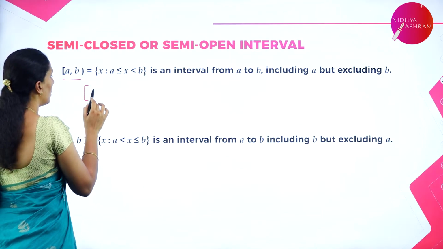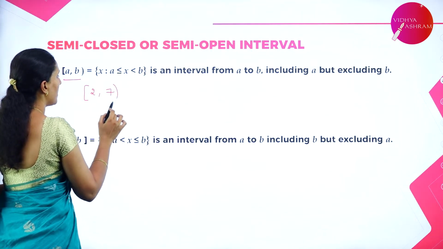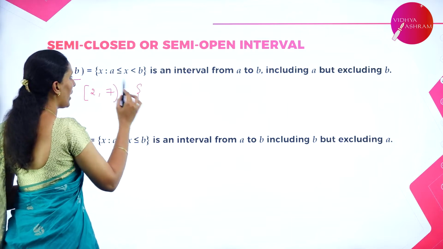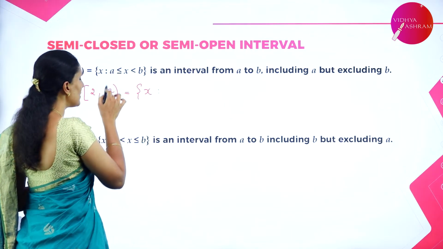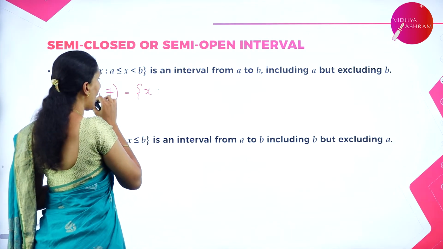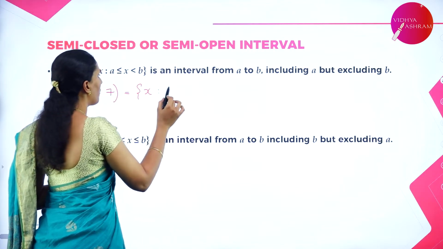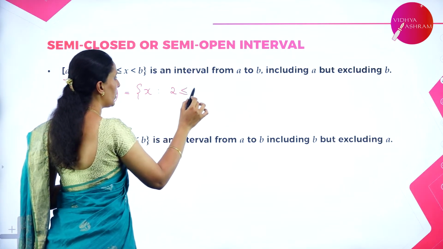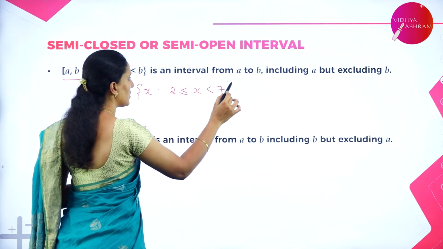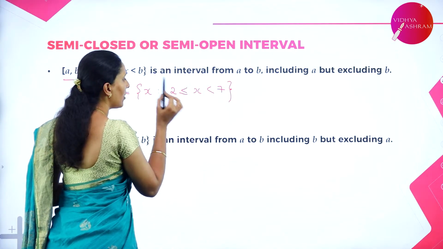When I take [2, 7), this means I need to write all the elements. This is how I will write the real numbers. I need to take all the numbers from 2. I am including 2 here, but excluding 7. So, that is why we need to write less than or equal to.